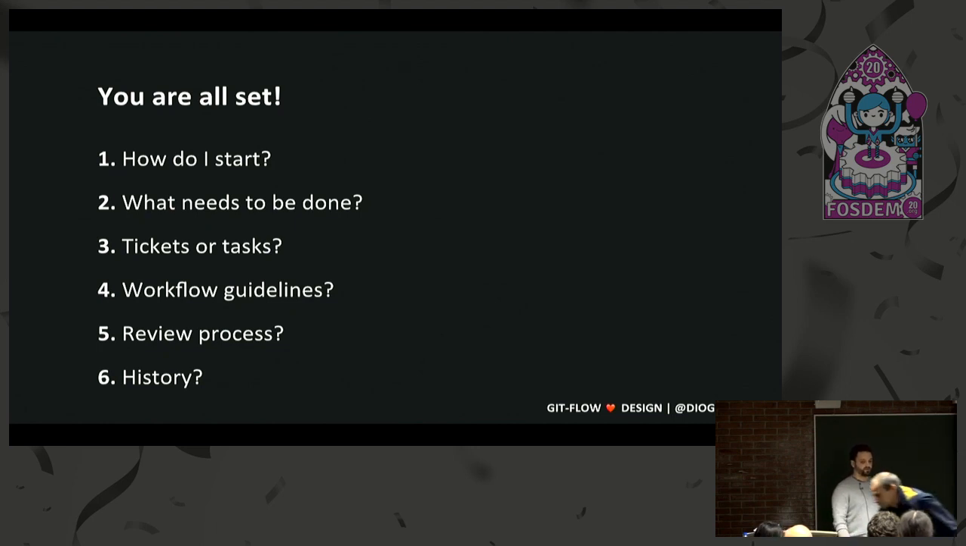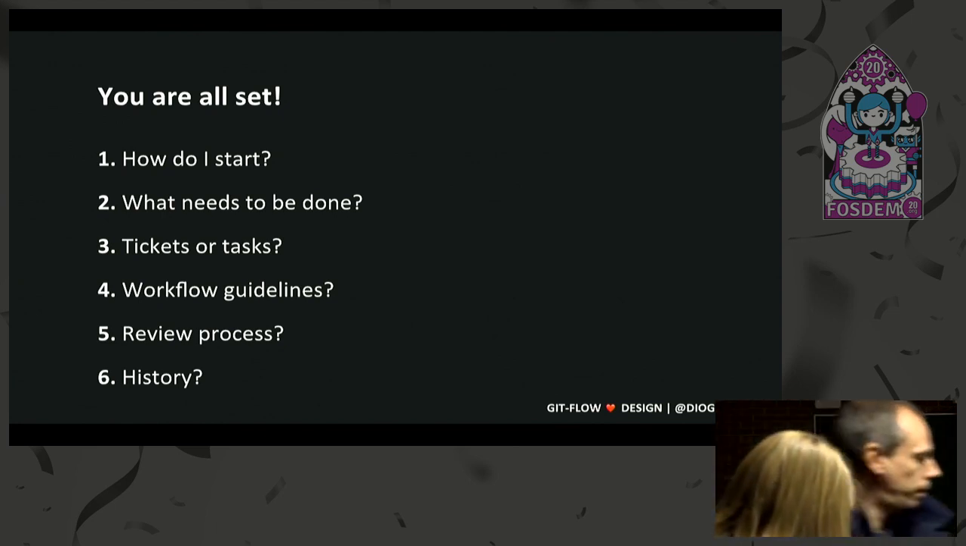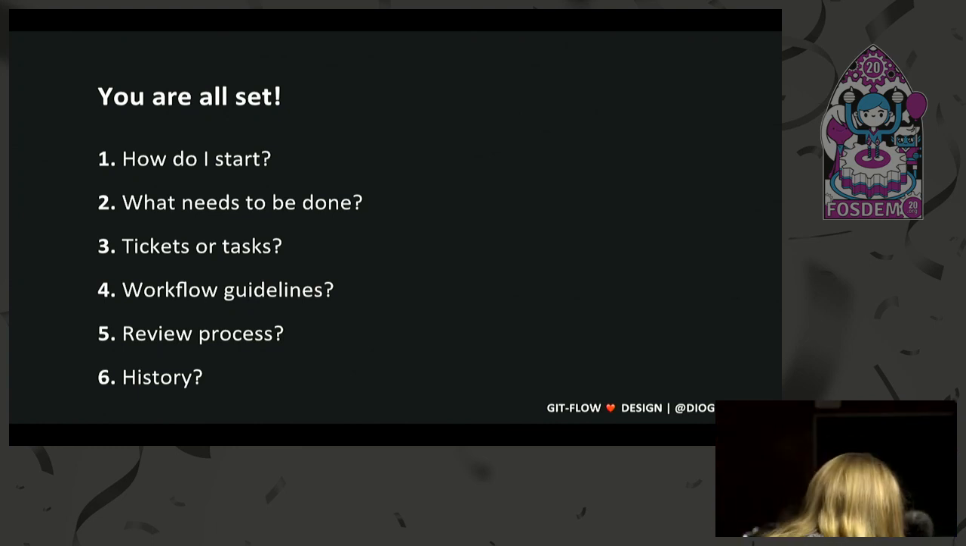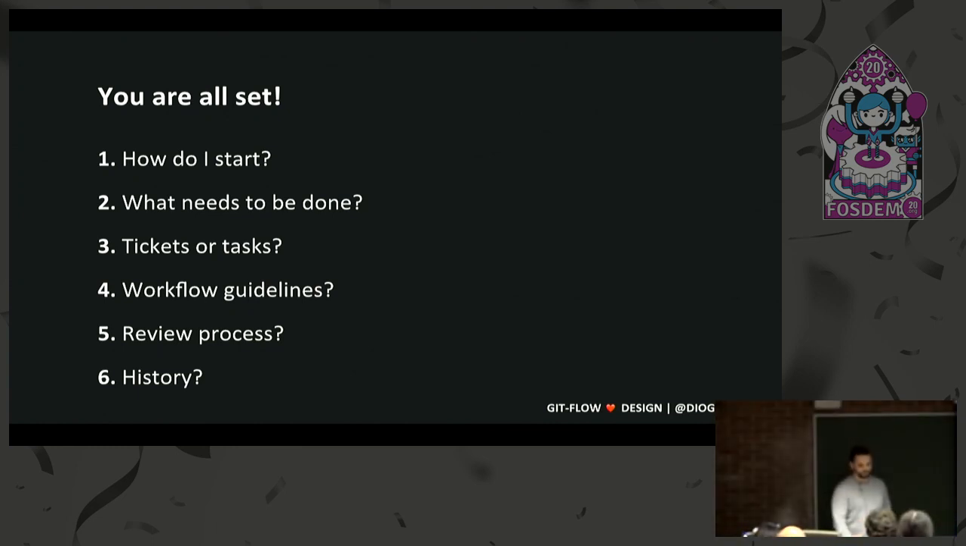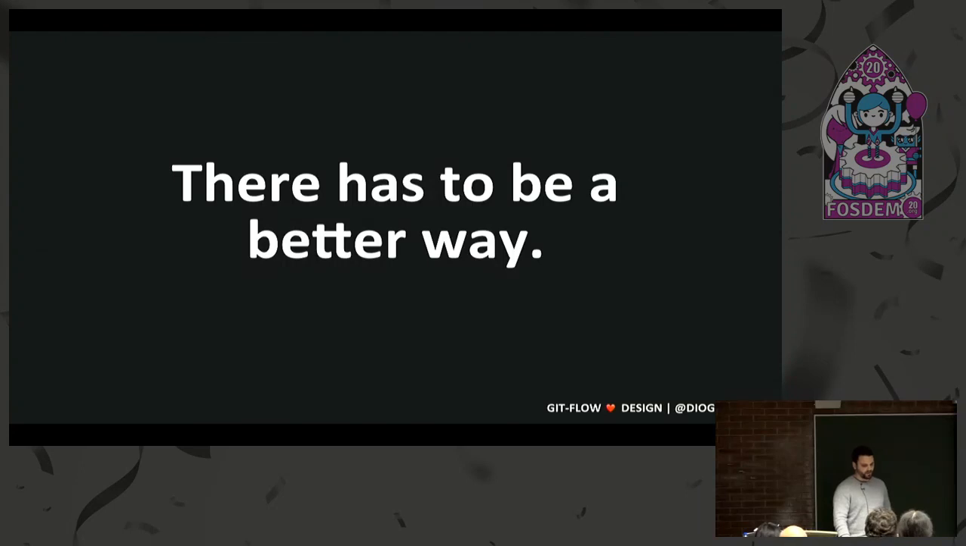If yes, it's usually outside Git, so another headache. Are there any style guides or guidelines that you can follow? What's the review process? Who does it? When does it happen? Can you see the history, all the decisions made until now about the project? So I think it's quite difficult. And I mean, there has to be a better way of doing this.